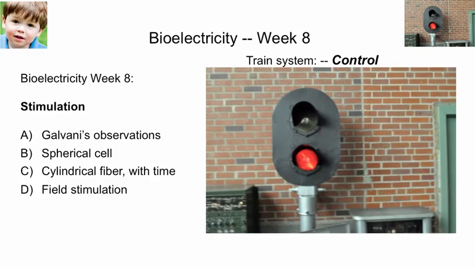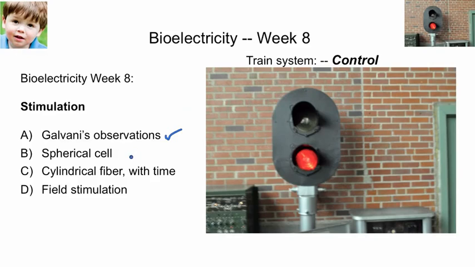First, we begin with Galvani's observation. These were really the original observations, at least as far as is recorded, of the effect of electricity on muscle due to stimulation. We'll look at how Galvani had things set up. Then we'll go through and look at spheres, at cylindrical fibers, and at field stimulation. It's interesting as you progress through these.